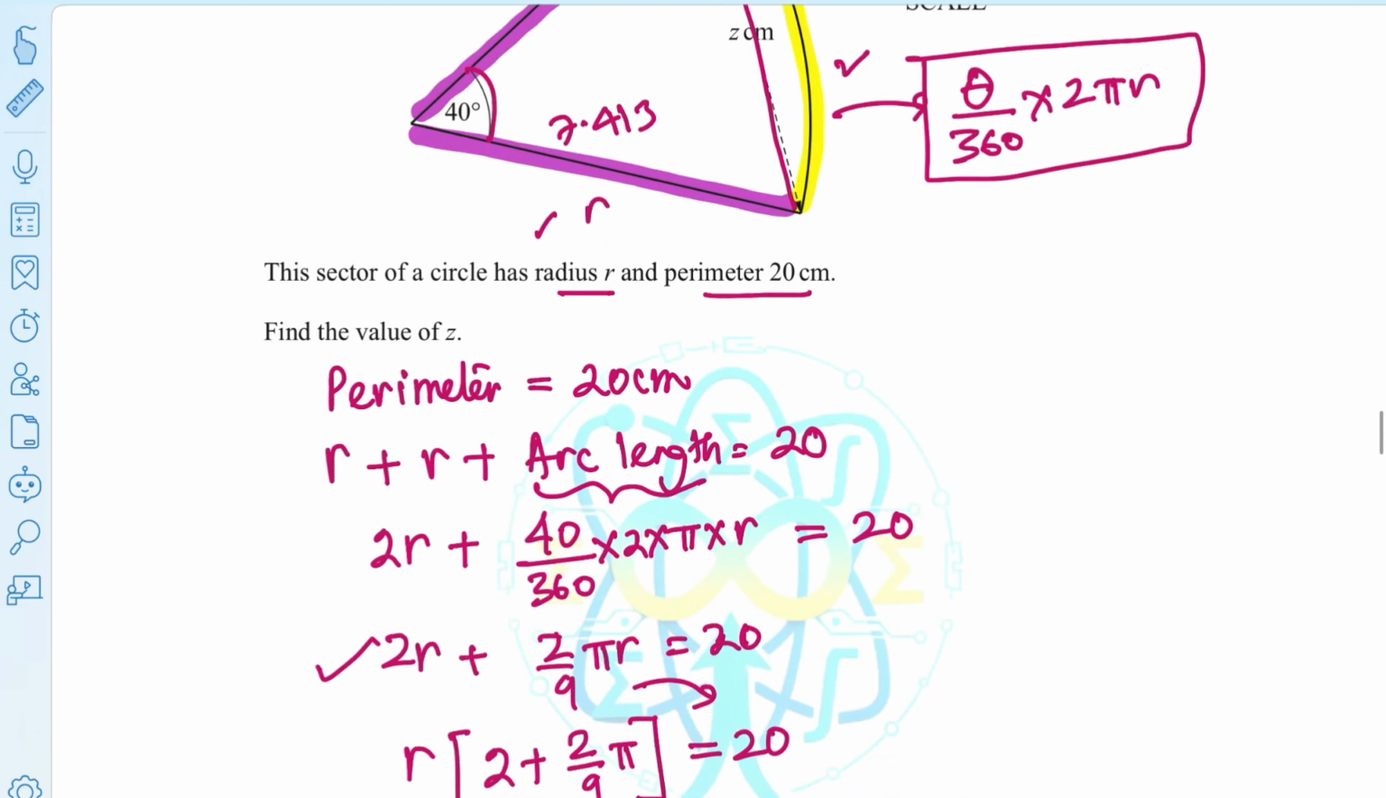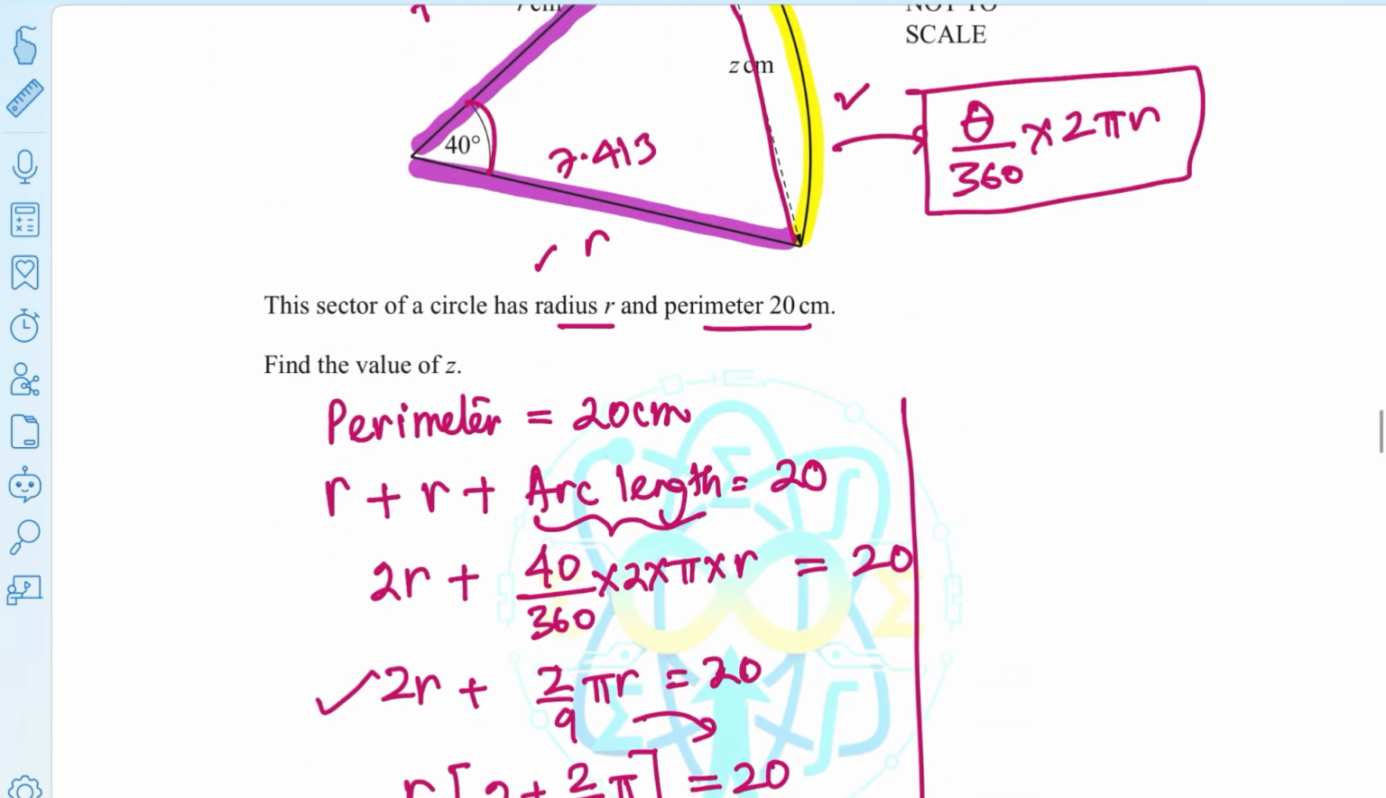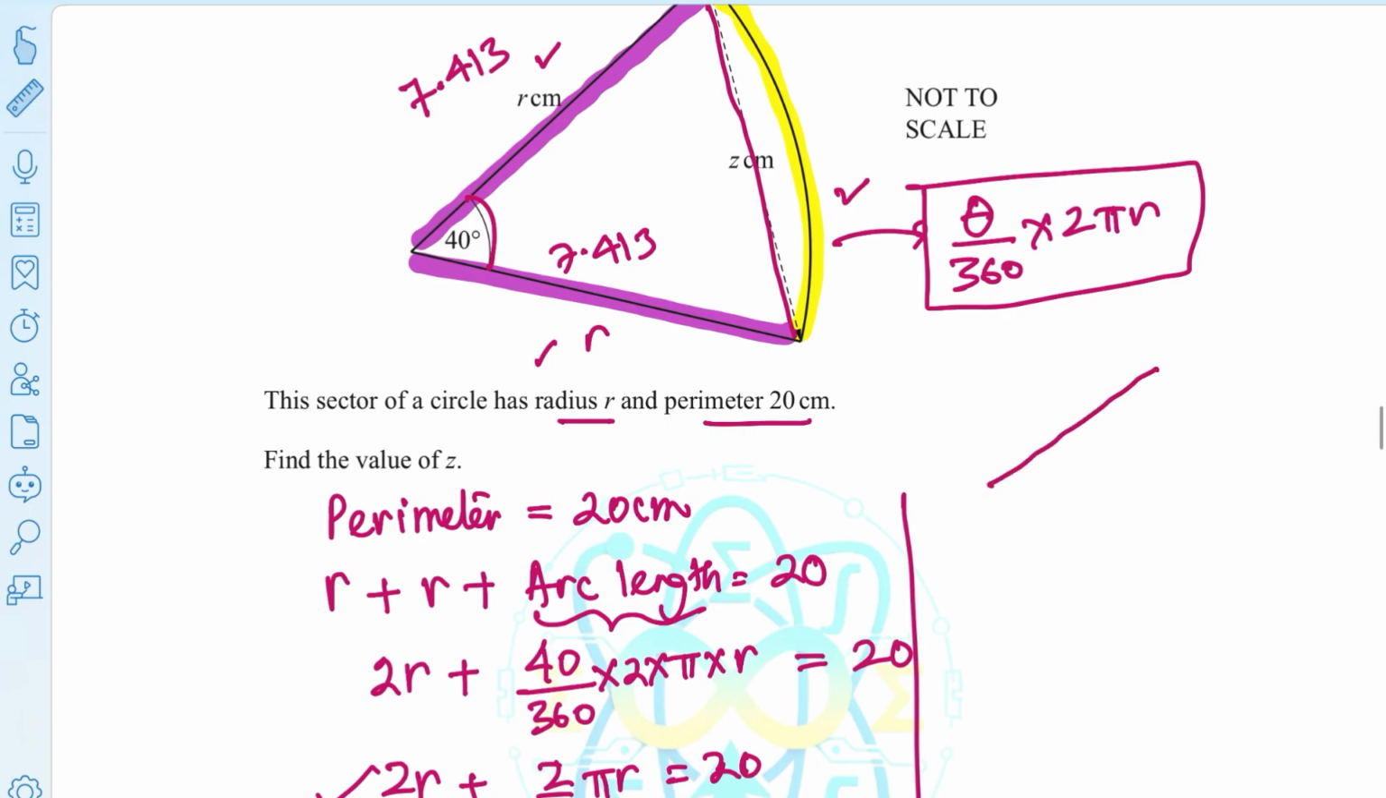How to find the z value? Let me draw this triangle again. It looks like this, right? This angle is given, 40 degree. This is 7.413, and this is 7.413. And we need to find this, which is called the z value.